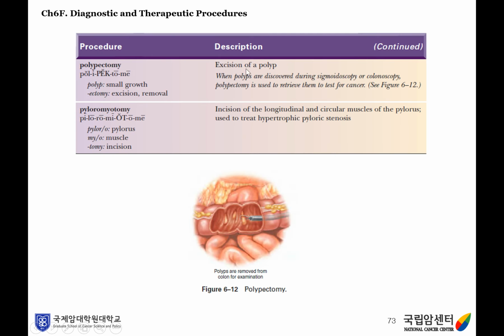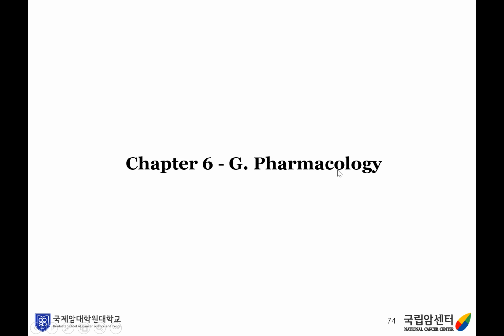Polypectomy means excision of a polyp. Polyp means a small protruding mass. Pyloromyotomy means incision of the longitudinal and circular muscles of the pylorus.